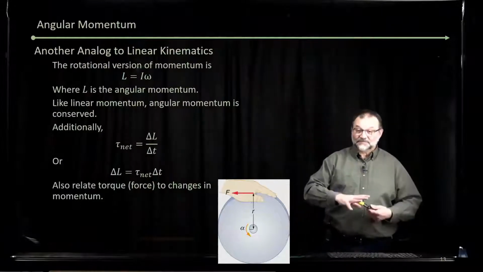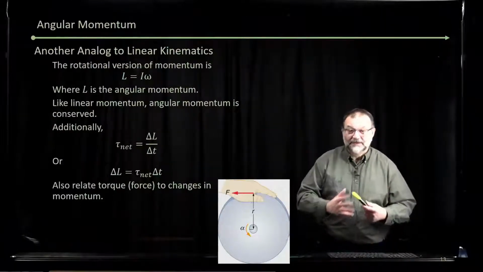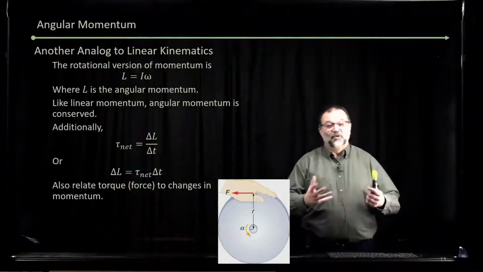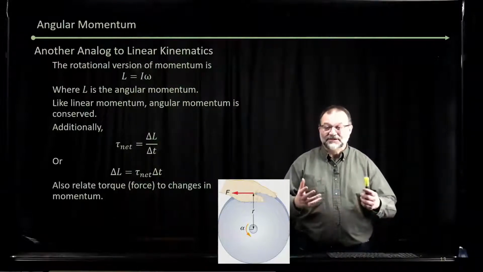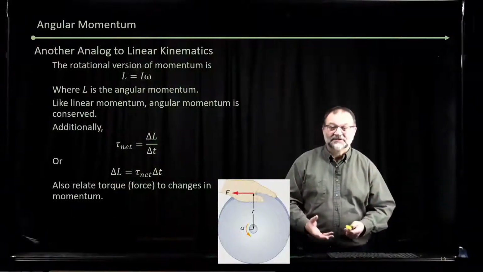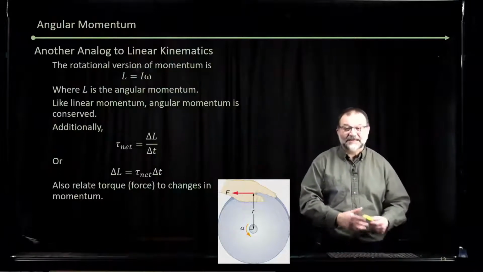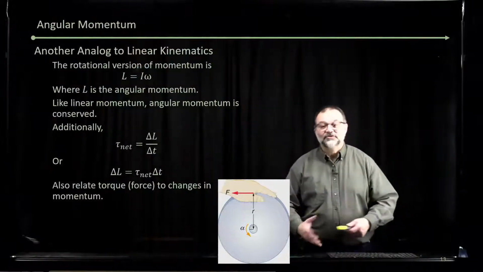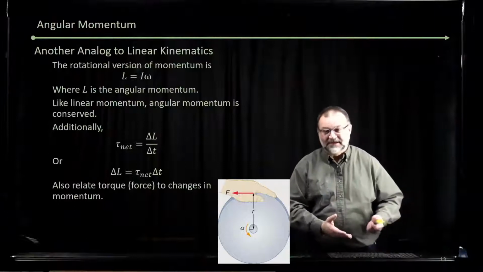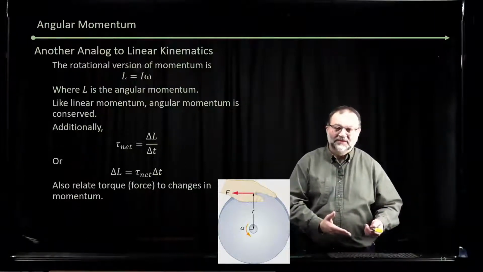And then the torque, just like with momentum, where a net force gave you a delta p over a delta t, a net torque gives you a delta L over a delta t. It changes the angular momentum of the system.